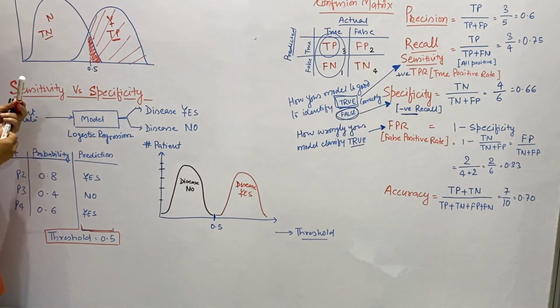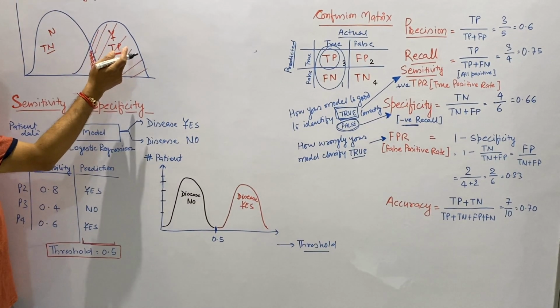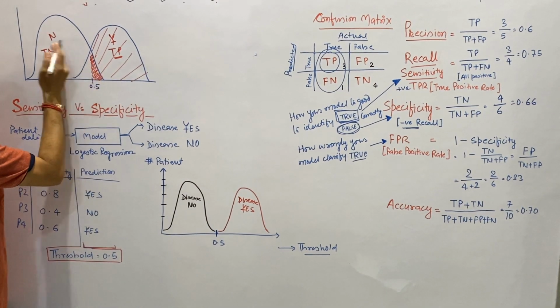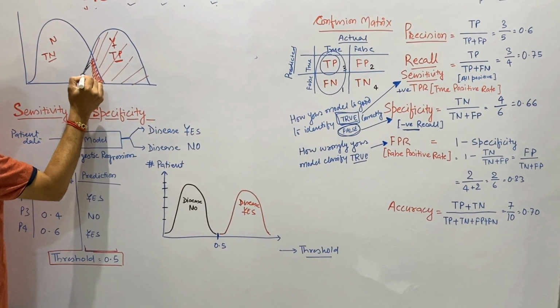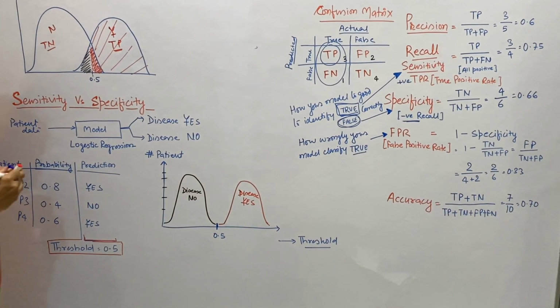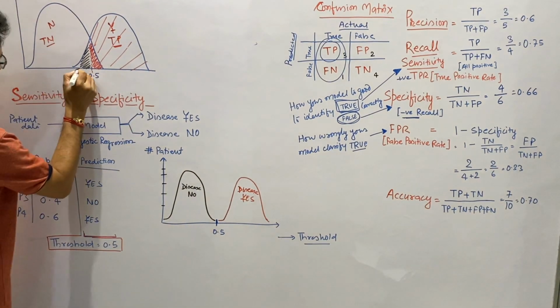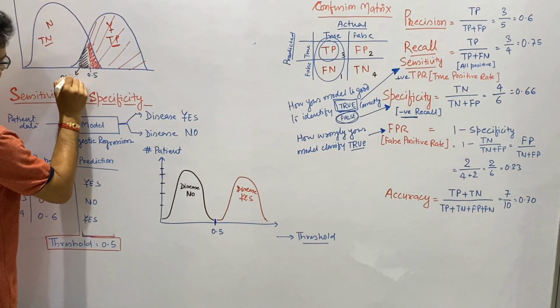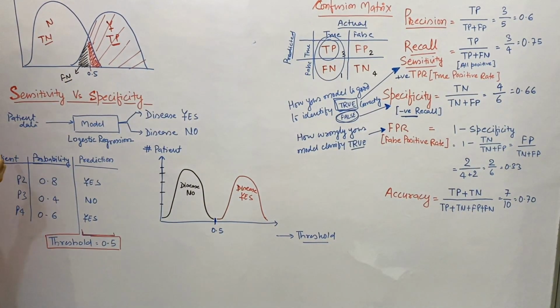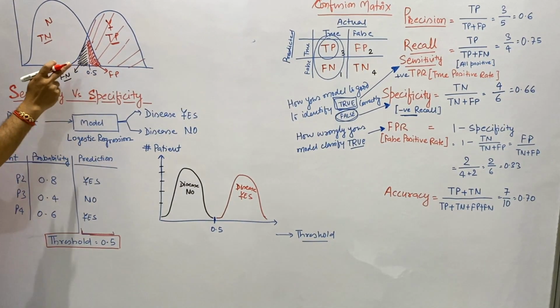And in the same way, the person who might have the disease is coming into the no side, if you see this part. So if you say this is the false negative, and this is the false positive. Why is this the false positive?